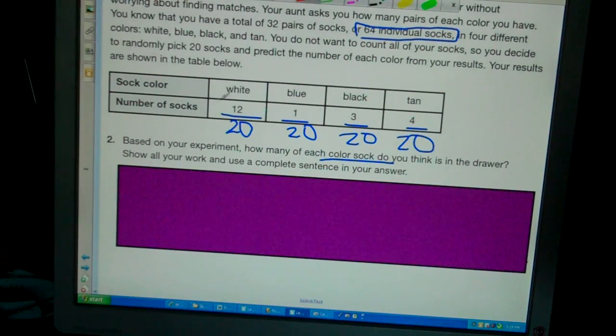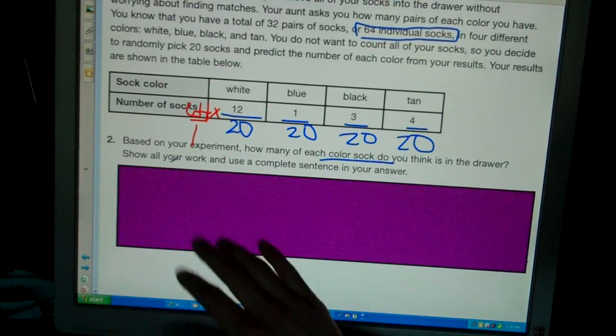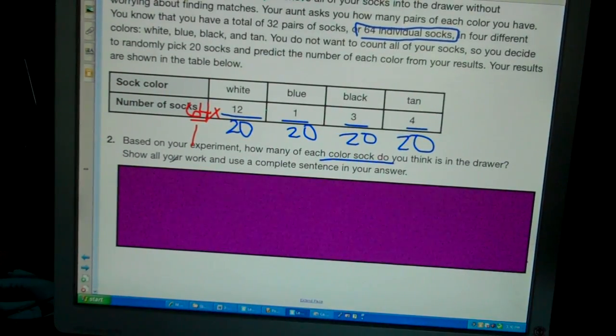So here, my probability of pulling white times the number of socks I know I have. I know I have 64 socks, okay? So multiply that. Get out your calculator and type it up. Figure out about how many socks you have of each one. I can tell you it's not going to be perfect answers. They're going to be decimals. So do that for the white, blue, black, and tan, and then come back to me.